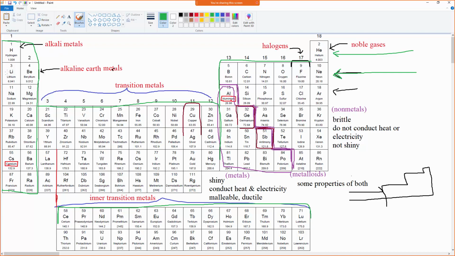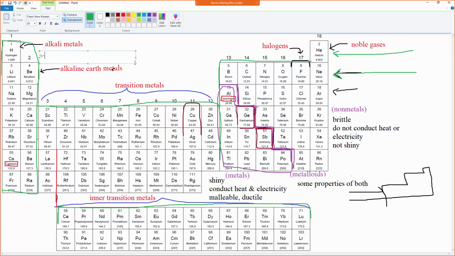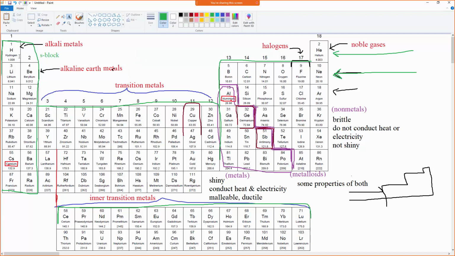So for lithium, we start filling level 2, 2s orbital with 1 electron, 2s orbital with 2 electrons, and then we skip over to the 2p's and we fill 2p1, 2p2, 2p3, 4, 5, 6. All right. So this first block here with the alkali metals and the alkaline earth metals is also known as the S block because it is filling the s orbitals, right? 1s1 for hydrogen, 2s1 for lithium, 2s2 for beryllium, 3s1 for sodium, 3s2 for magnesium.